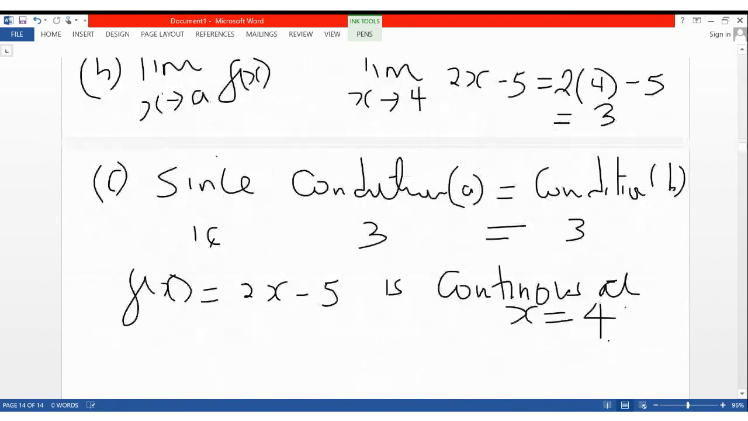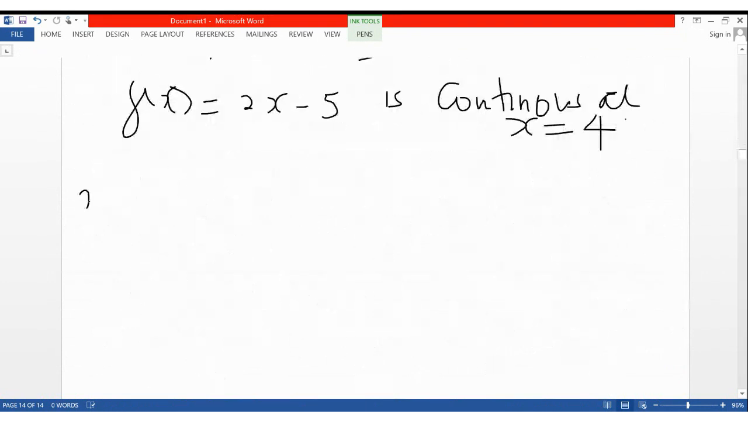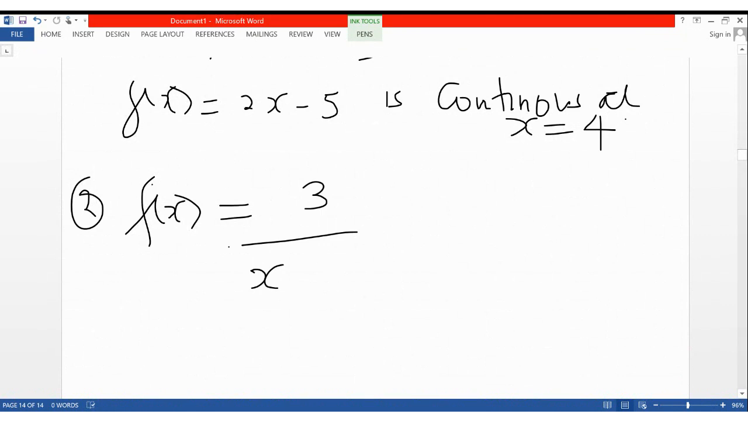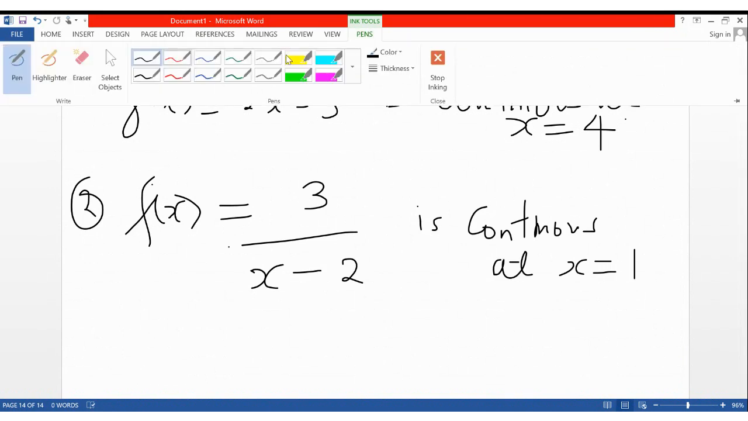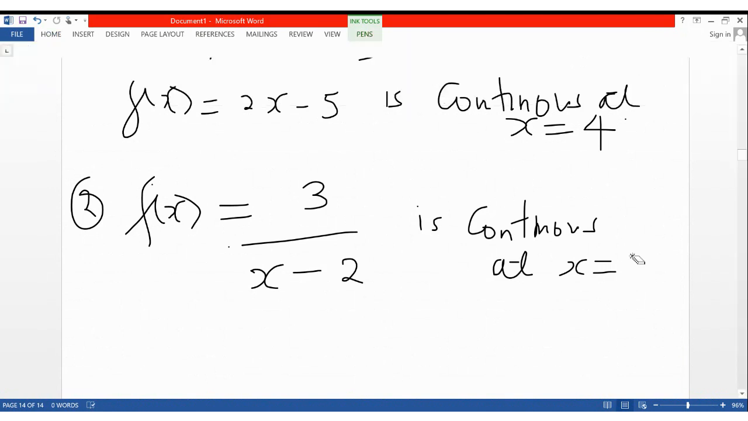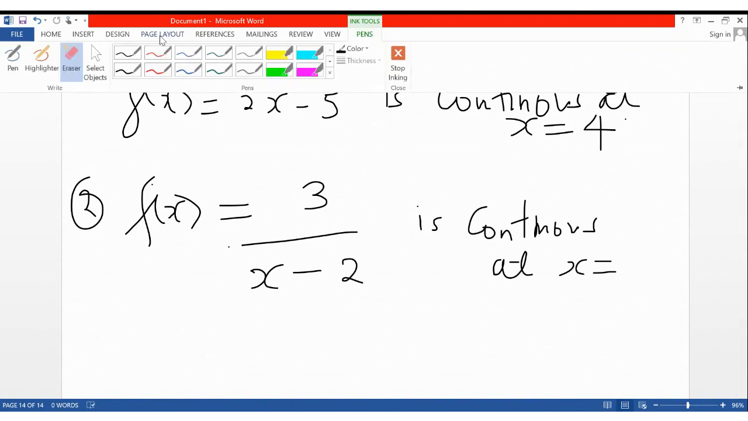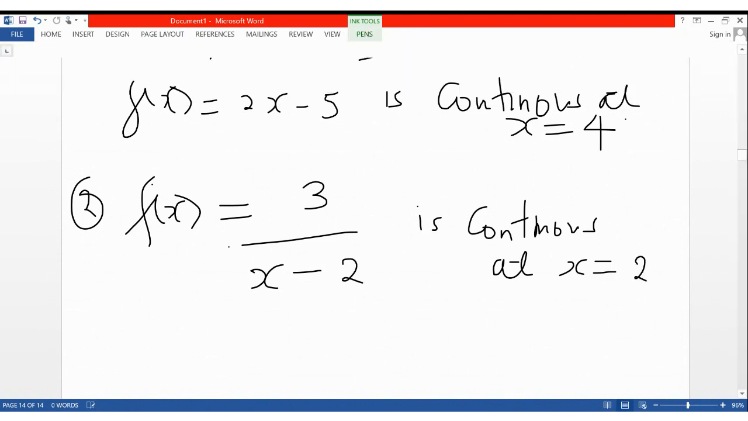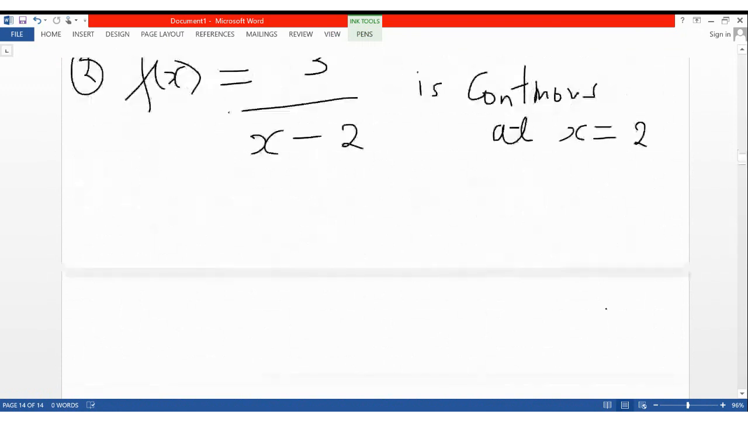Number two, we check if f of x is equal to 3 all over x minus 2 is continuous at x is equal to 1. That one is easy. Let's say at x is equal to 2. At x is equal to 2. So again, now I'll go with the three conditions again. That's what we have. So solution.